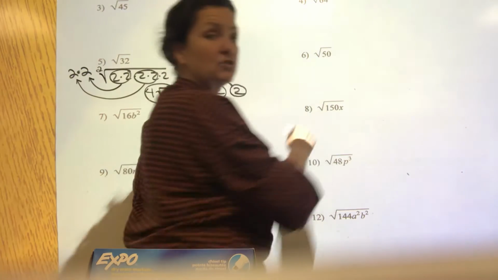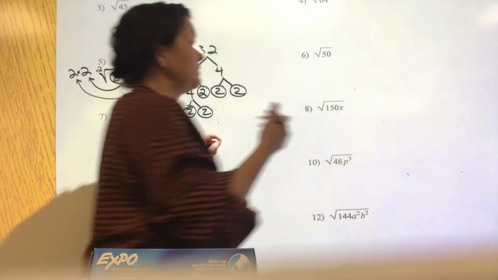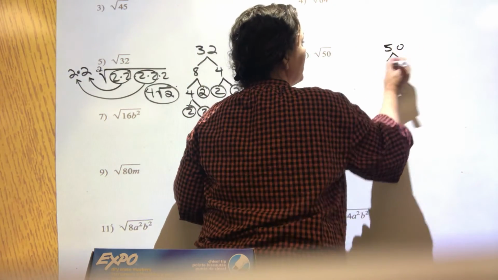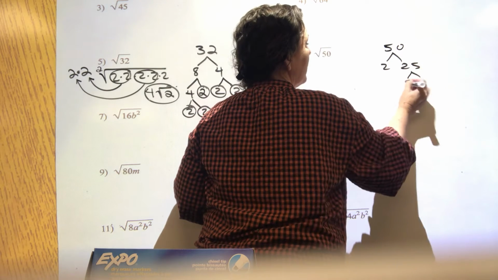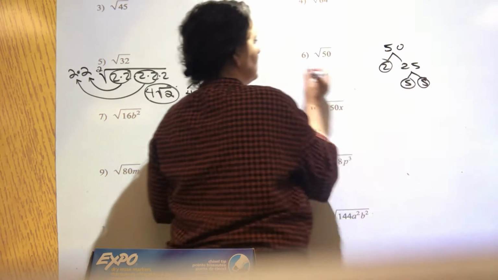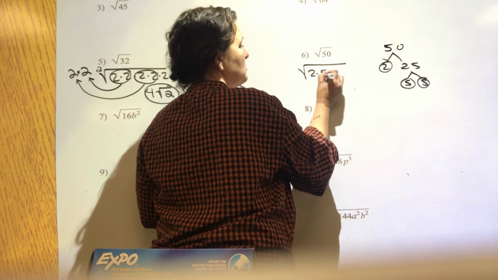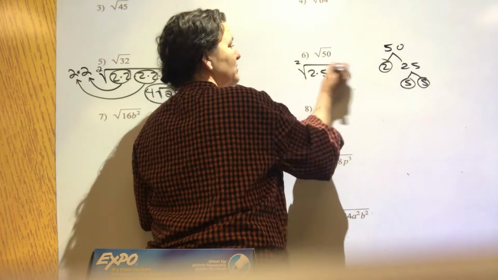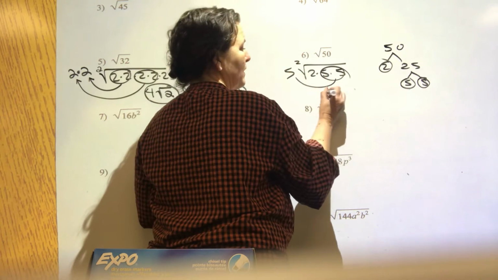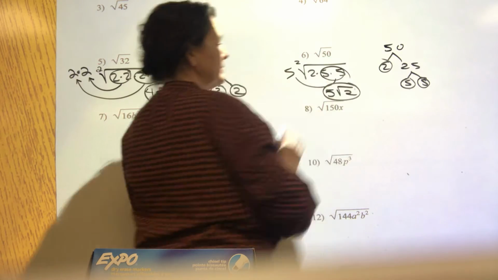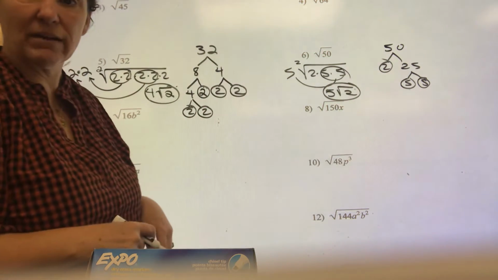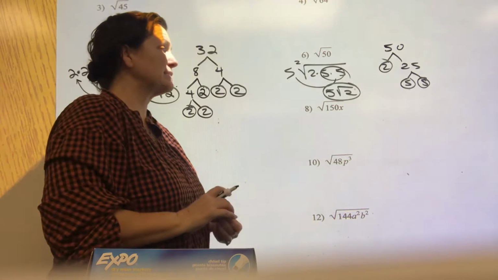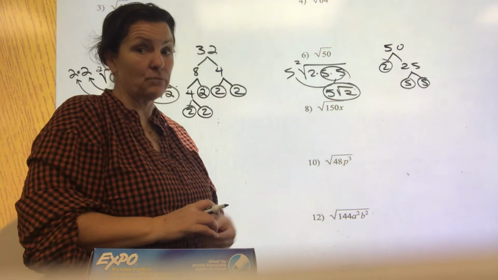Next, let's look at 50. So you're gonna break down 50. I'm gonna do it real quick. 2 and 25, and 5 and 5. 2 times 5 times 5. I'm looking for sets of 2. Bloop. Final answer, 5 rad 2. Nice. 5 on the outside because we found a pair of them, and a 2 left on the inside because, well, he had no friends to leave with.